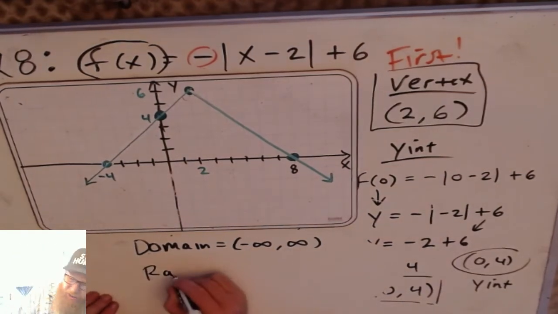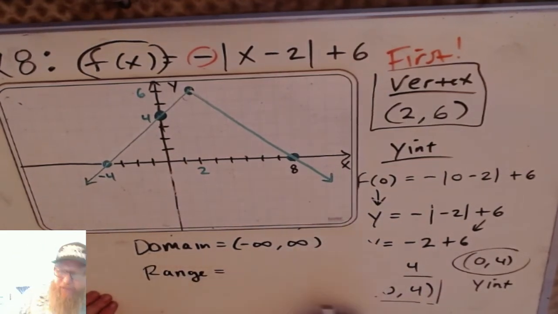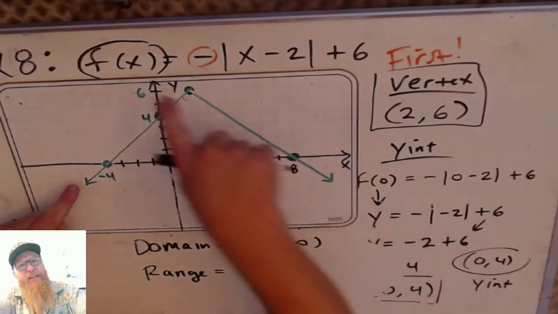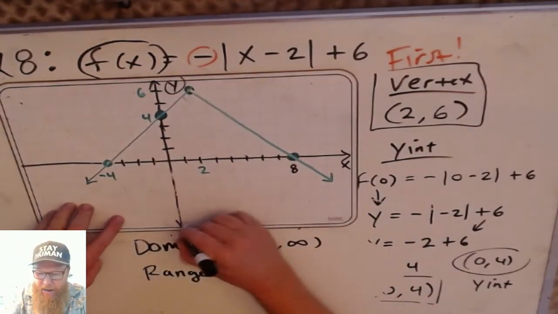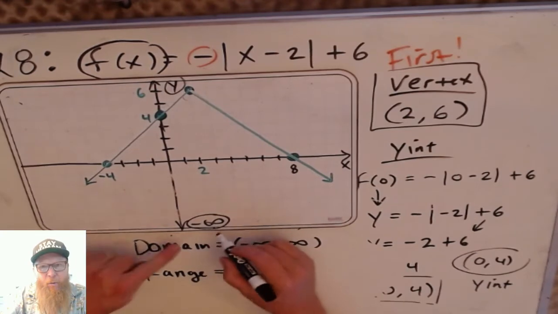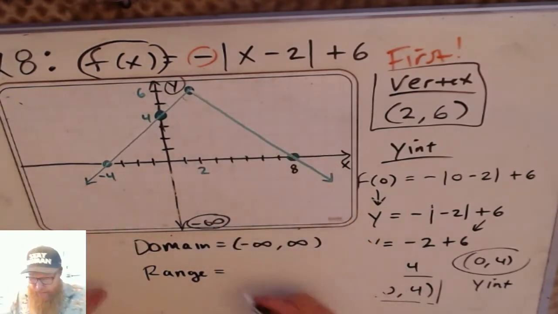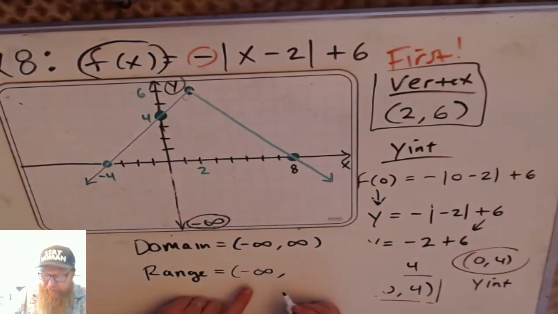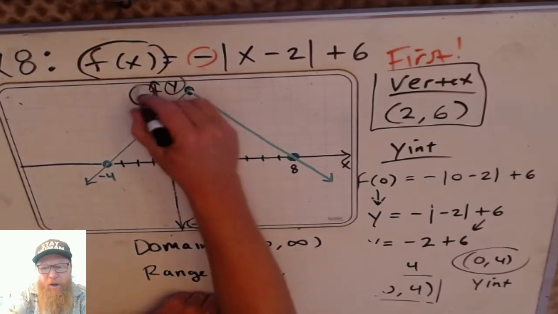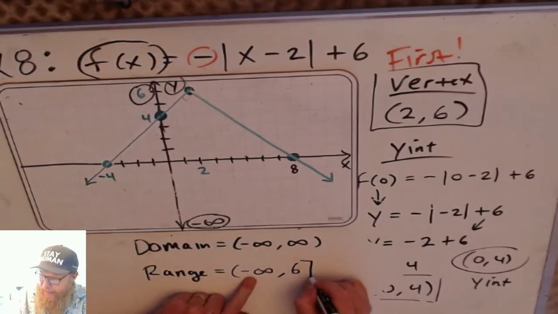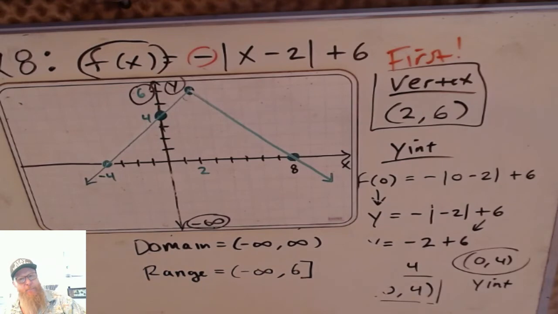The range, though, is not going to be free. You have to look very carefully at the graph and look at the Y values. The Y values are pointing down to -infinity, so put that first. And they go all the way up to 6 and a close bracket at 6.